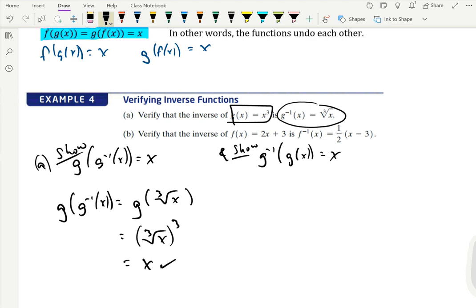Now I've got to show it back the other way. So let's see what we end up with. So I end up with g inverse. So g of x is on the inside, so g inverse on the outside. G of x was x cubed.